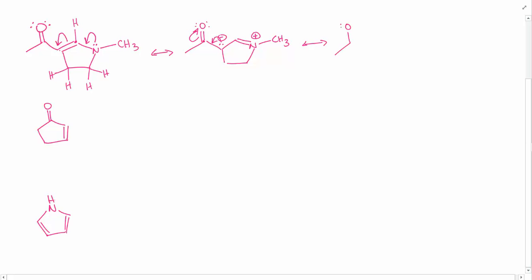You'll note that because we started with a neutral molecule, any resonance structure that I draw is going to have to be net neutral. So it'll have a positive and a negative charge in the case of these ones that I'm drawing. So there are 3 of our major resonance structures for this molecule.